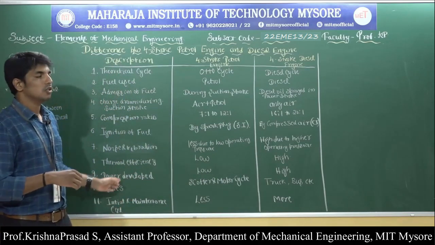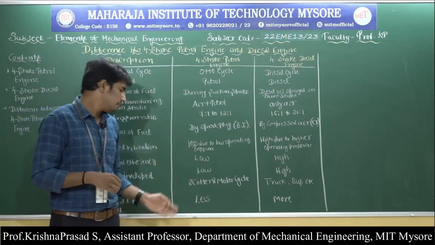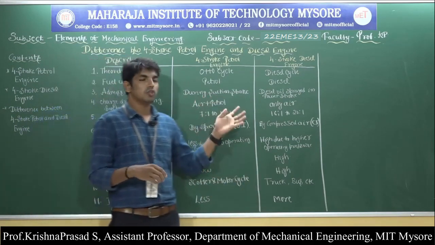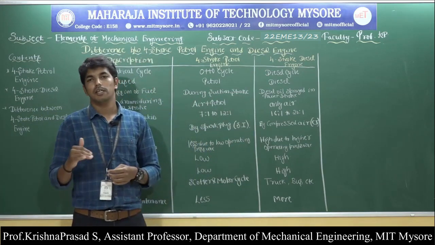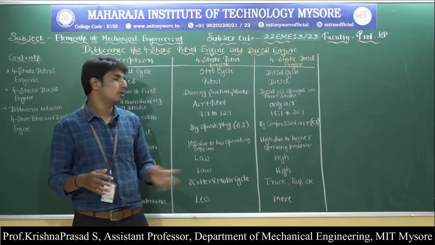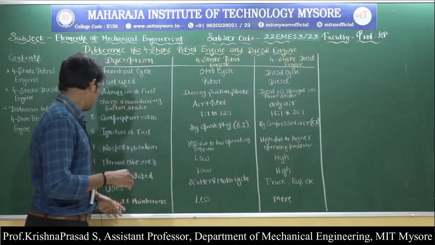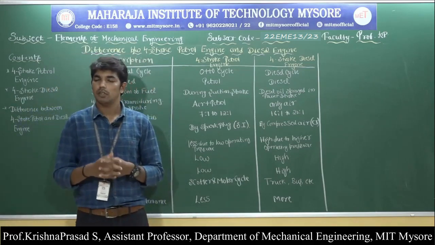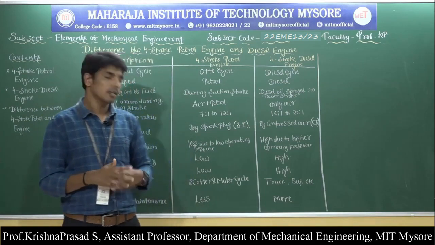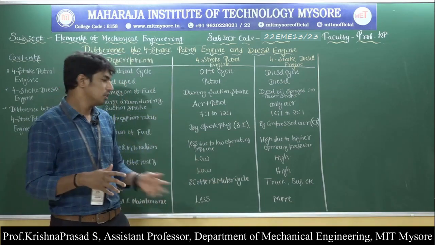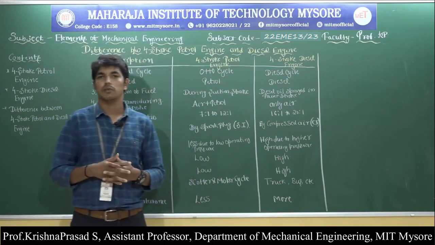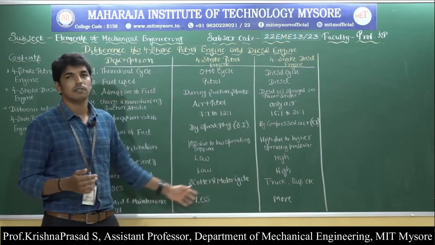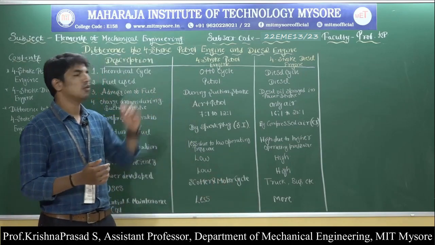Then the uses: the petrol engine is used in vehicles like scooters, motorcycles, mopeds, even in the car. But the 4-stroke diesel engine is normally used in the bus, truck, tipper, and even the car can be obtained with the 4-stroke diesel engine. And last one, initial and maintenance cost. The initial and maintenance cost of the 4-stroke petrol engine vehicles is very much less compared to the 4-stroke diesel engine vehicle, because in the diesel engine vehicles the operating pressure is very high and the lubrication is also very much important. Because of that, the initial cost as well as the maintenance cost is very much higher in the 4-stroke diesel engine.